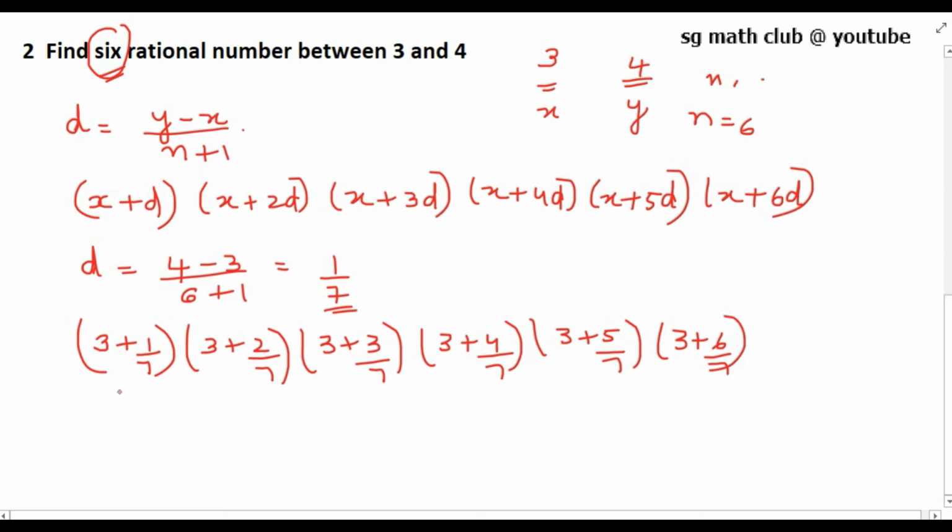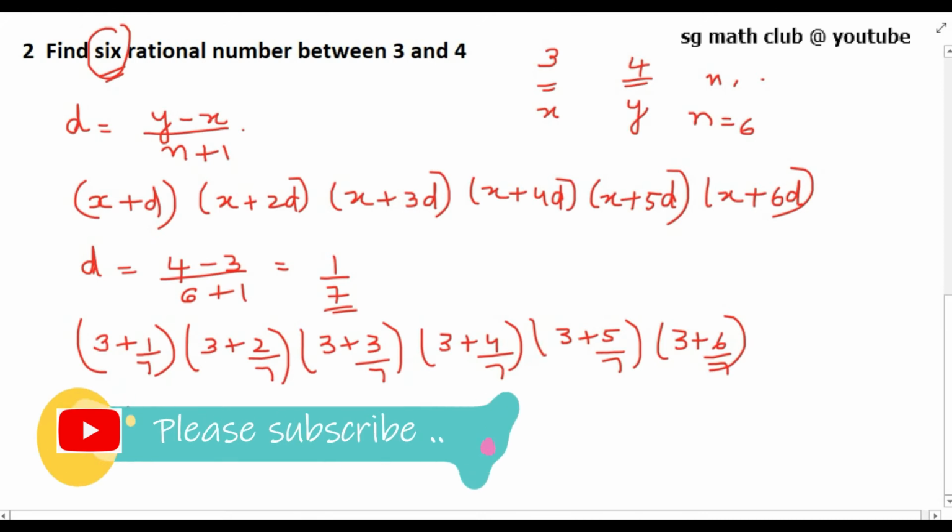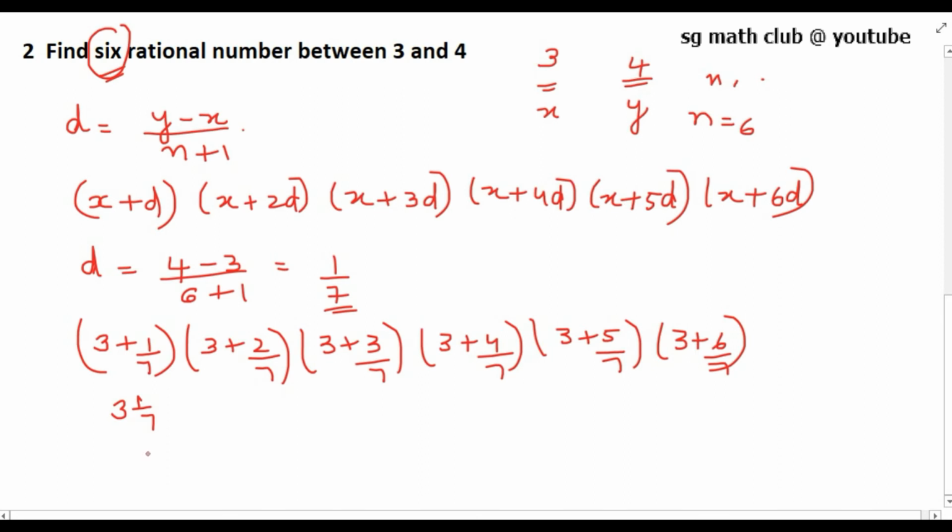Now you can simplify this. 3 1 by 7, or you can make it into an improper fraction, 22 by 7. In the same way, this is 3 2 by 7, or we can write it as 23 by 7, and this will be 3 3 by 7, so it will be 24 by 7. So in the same way, 25 by 7, 26 by 7, 27 by 7.